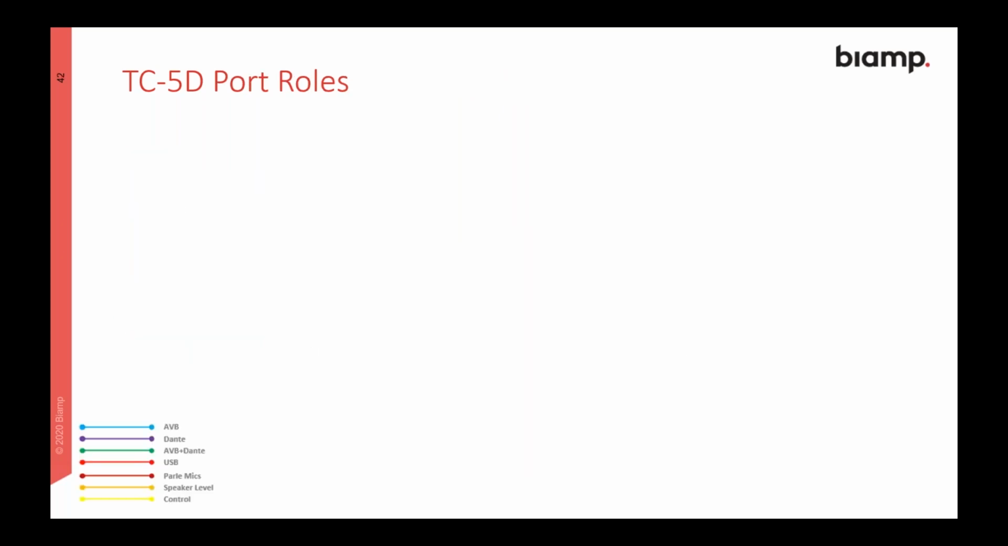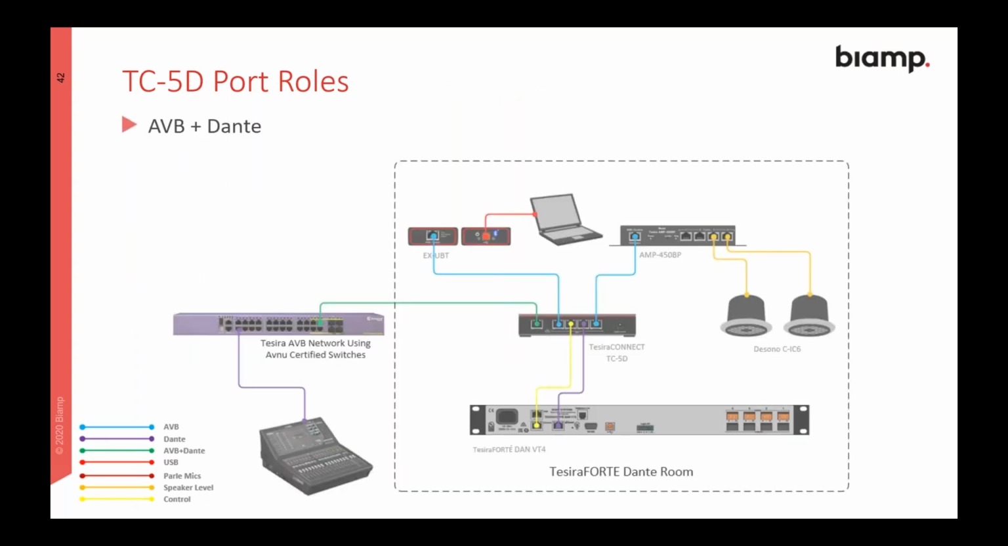So let's look at that in a little bit more detail. How does AVB plus Dante on the same link work? Now, if you see the schematic on your screen, you can see that there's a Dante room, and there's a TC5D that's linked to a Tesira AVB network. In this case, it's an Extreme switch, and there is a Dante mixing console there. Unfortunately, this will not work because the Extreme switch is an AVB device, so it has configured that port on the TC5D to be an AVB port. So we cannot guarantee Dante performance in this kind of setup.